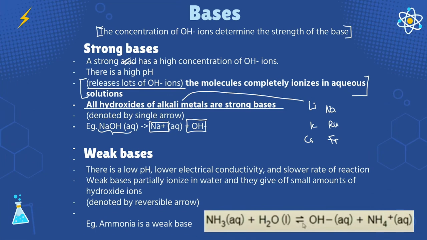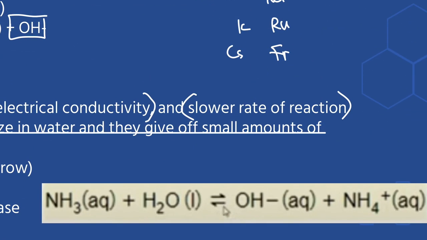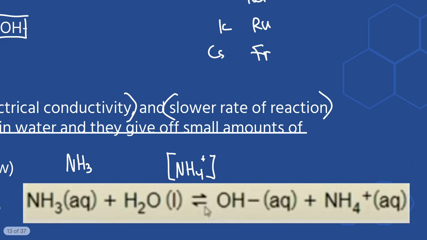Okay, and just like acids, we also have weak bases. Weak bases have a lower pH, right? Weak bases have lower electrical conductivity and they also have a slower rate of reaction. The main point is that weak bases partially ionize in water and they give off small amounts of hydroxide ions. And just like the acids, it's denoted by a reversible arrow. We have an example here of ammonia. Remember that this is ammonia and this is ammonium because it's an ion. It reacts with water to form hydroxide ions and ammonium.